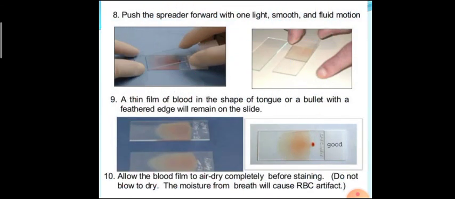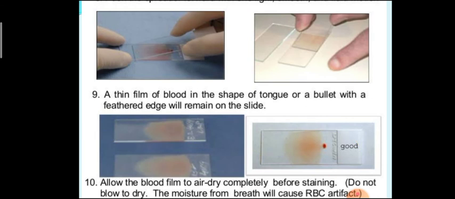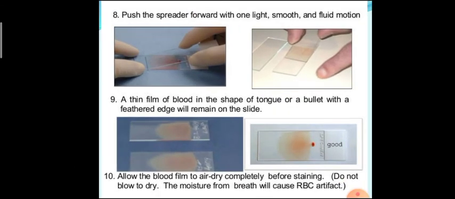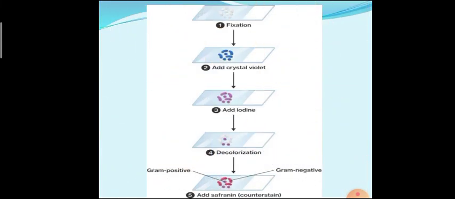Right now, dear, what do we do? This is the procedure. We will prepare the slide, the smear. This is a thin smear, right? After preparing the smear, we will dry the smear and fix it with flame, right? After fixation, what do we do? We will put the crystal violet solution on the smear for 30 seconds.